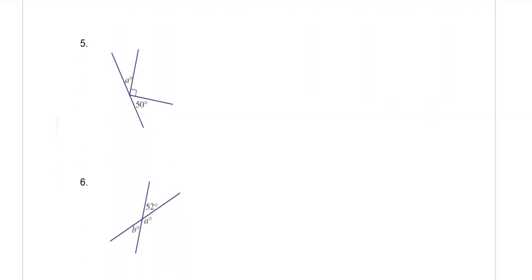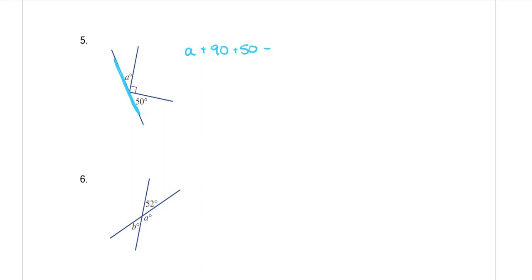On the next page, question 5. We've done one of these already in this lesson. We have a straight line, which means that these angles here are all going to add up to give 180. There's just three pieces this time, whereas the other question only had two. So starting with the A, we're going to add on the 90 and add on the 50, and that will equal 180. The reason is because straight angles are equal to 180.